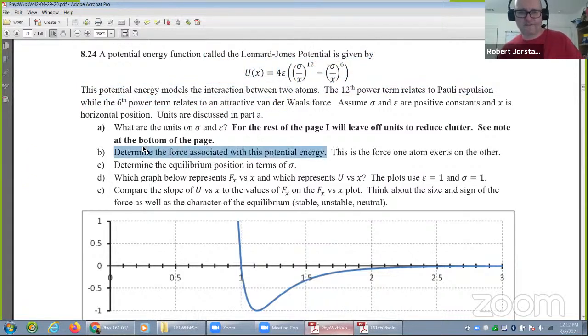It says determine the force associated with this potential energy. To be clear, that's the force that one atom exerts on another. How do you get force from U? What do we do?